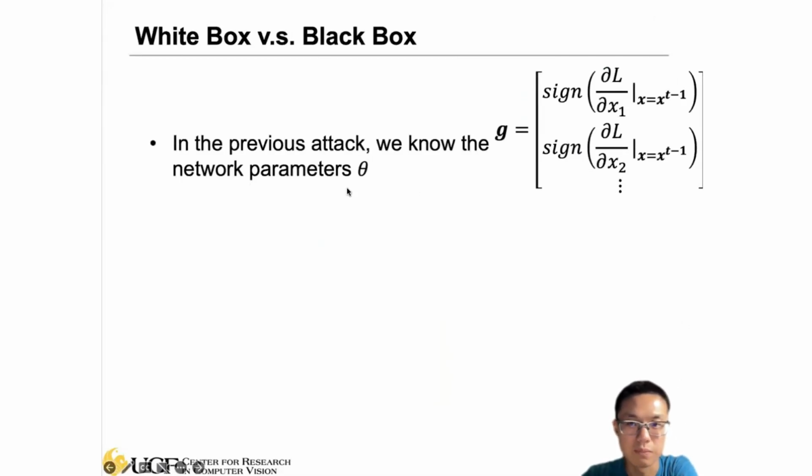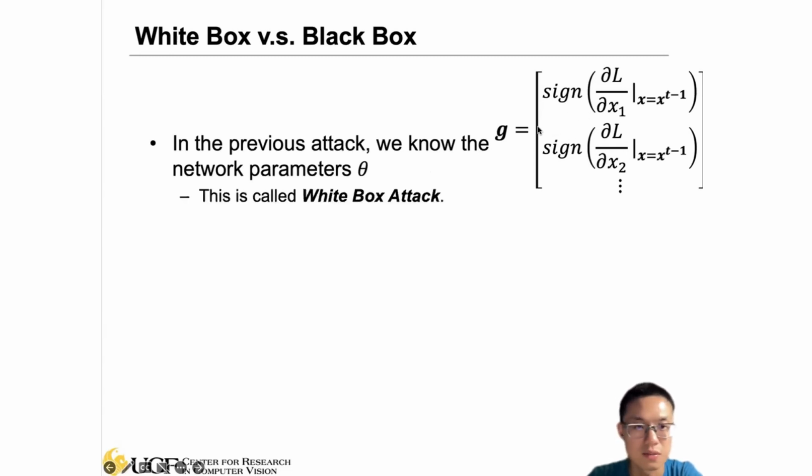So in the previous example we presented, when we do the optimization, we know the network parameters. Then we can compute the gradient, or in the fast gradient sign approach, we can get the sign of the gradient. So in this case, we call this a white box attack. The white box means the model is available. You have access to the model, the model parameters. So you can do the optimization.